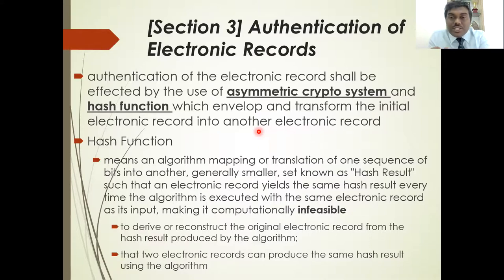Now, what is the hash function? I'll put it in very, very simple language. You are giving two inputs. The system is running a hash calculation, some mathematical operation, and it generates an output. That output is called the hash result. Every time you give the same input, the same output will come. 2 into 3 or 3 into 2, it will always come 6. But from 6, you should not be able to identify 2 or 3.